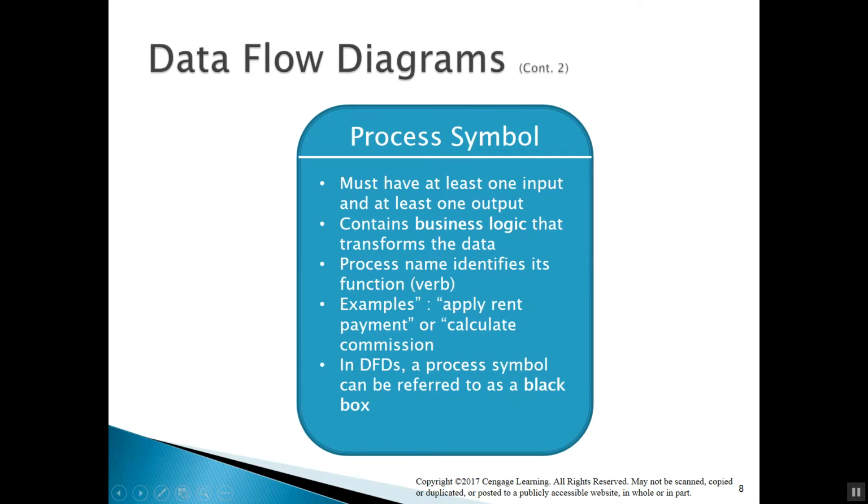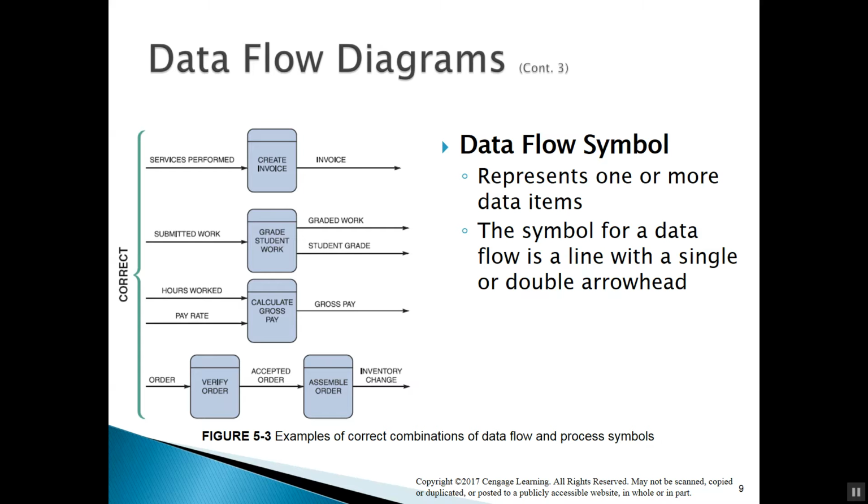Okay. So the process symbol has to have at least one input and one output. It usually has a name that ties to its functionality, because a process is action, so it would be a verb. So we see here, data flows in to the create invoice process, and then something is generated or outputted from that system. Now, in some systems, we have multiple layers of processing taking place.